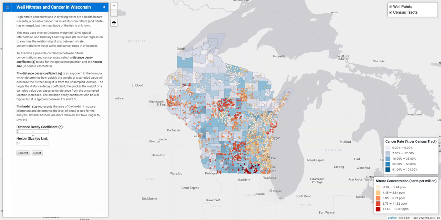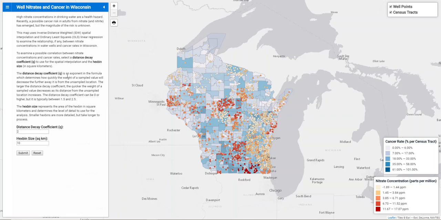To run the analysis, enter a distance decay coefficient and a hex bin size. The distance decay coefficient is an exponent in the formula for inverse distance weighted spatial interpolation, which determines how quickly the weight of a sampled value will decrease the further away it gets from the unsampled location. The larger the distance coefficient, the quicker the weight will decrease as its distance from the unsampled location increases. The distance decay coefficient can be 0 or higher, but it is typically between 1.5 and 2.5. This application accepts any value between 0 and 100.